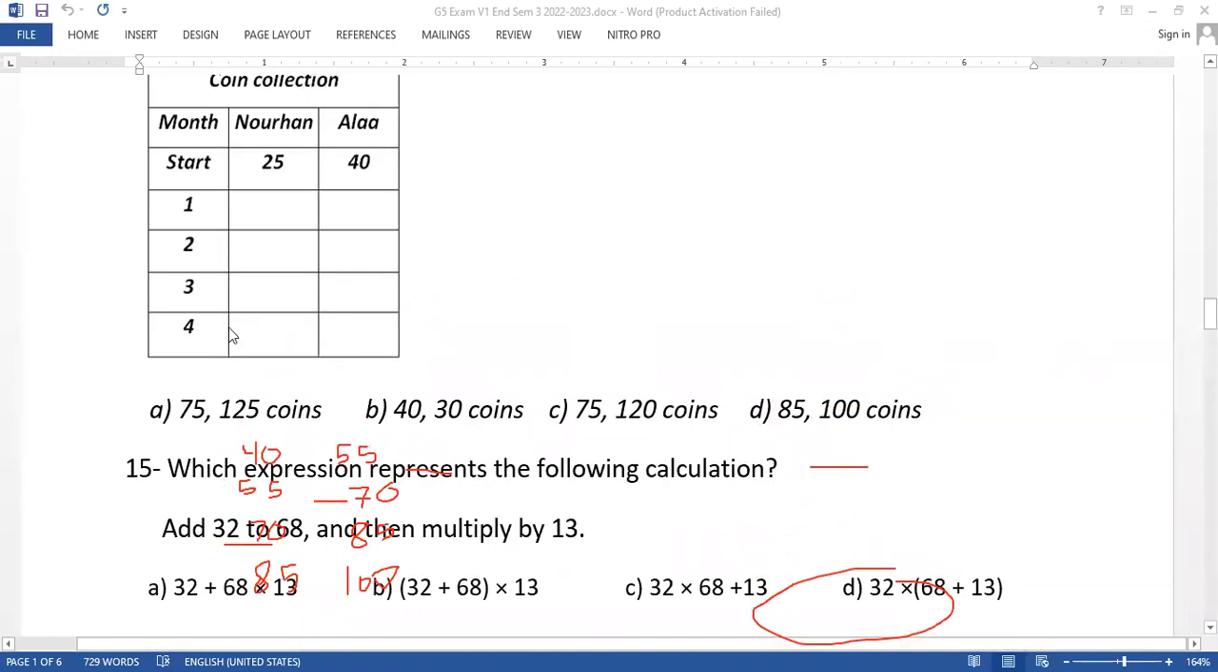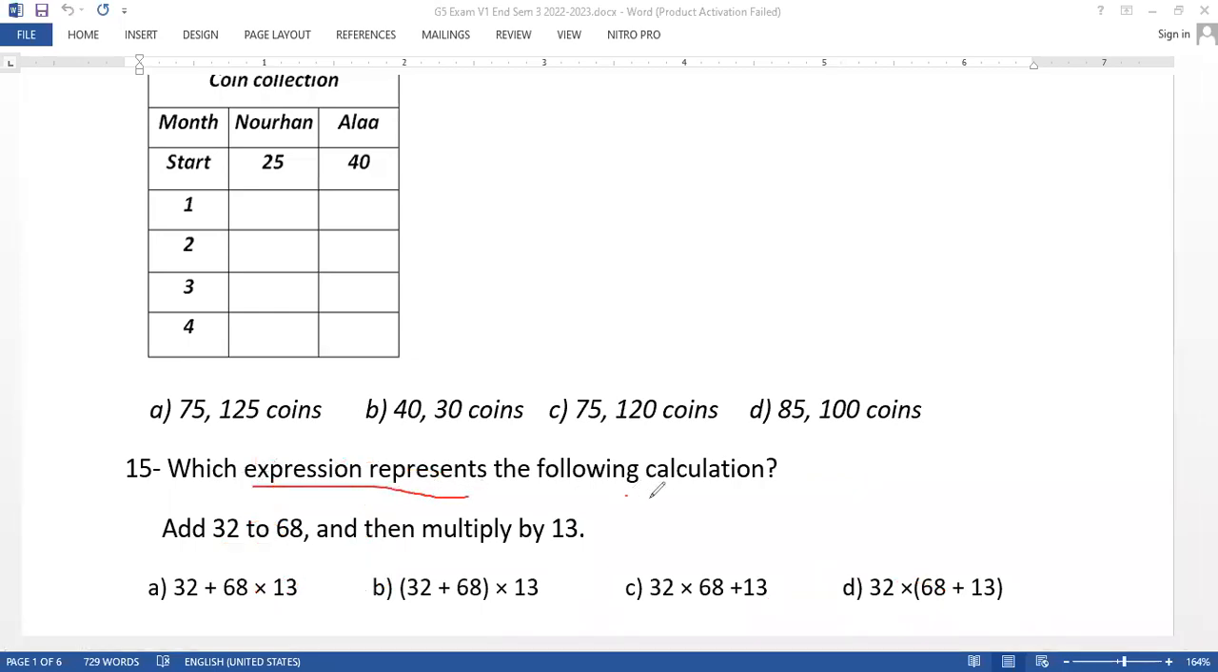Question number 15. Which expression represents the following calculation? Add 32 to 68. So here I have to add them, and then multiply by 13. Either we have multiply or brackets. So look at B, 32 plus 68 in brackets, multiply 13. The only choice here. Why don't we choose A? Because with A, this means we multiply first. So it is B. Because we have brackets, this means we have to add first.